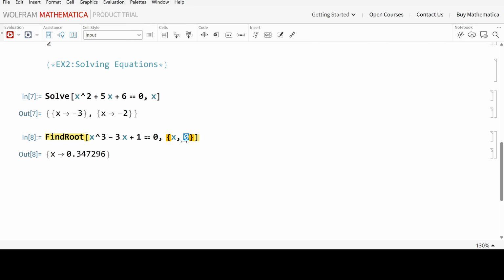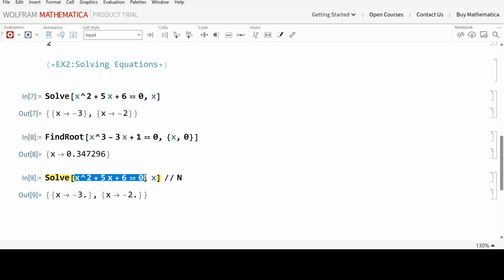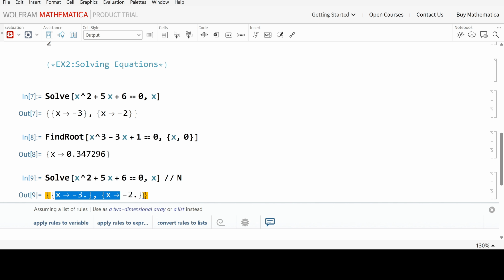You can also convert symbolic results to numbers by adding /N, which tells Mathematica to produce a numeric approximation instead of an exact formula. So Solve of x squared plus 5x plus 6 equals 0 /N will return the same two roots as decimals.